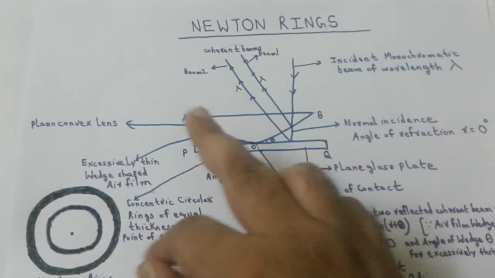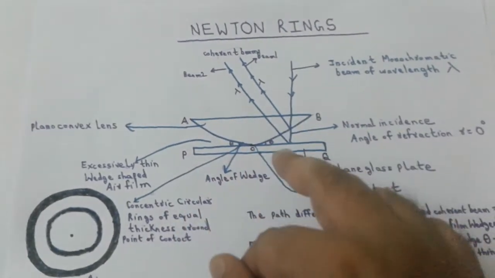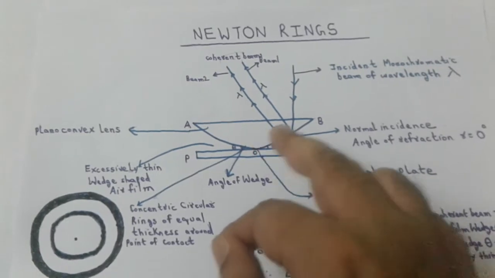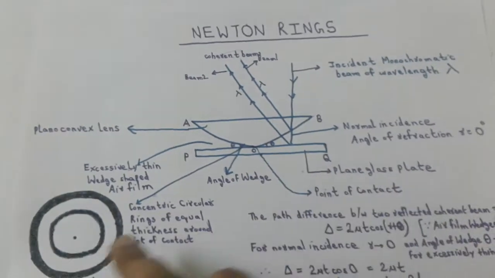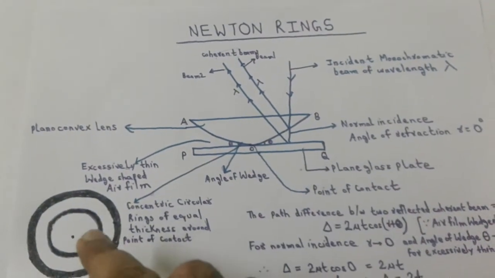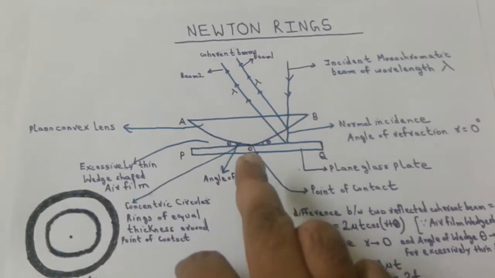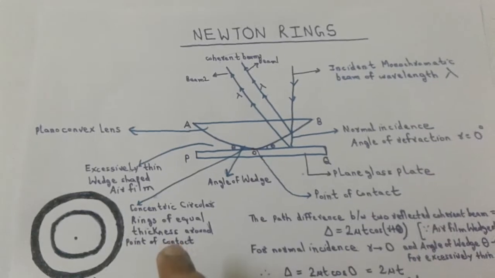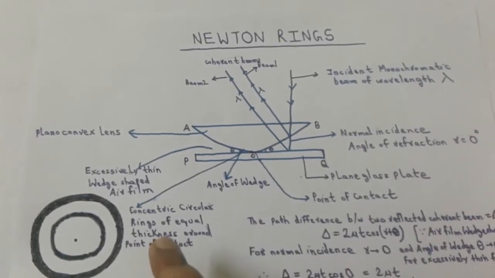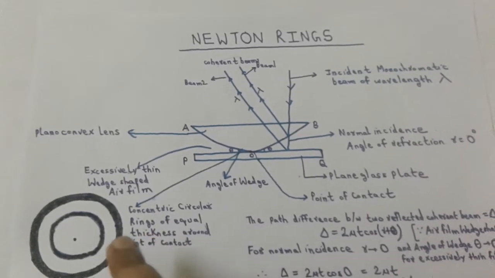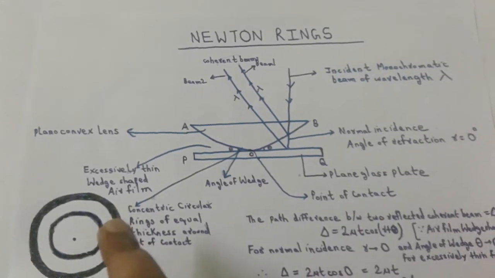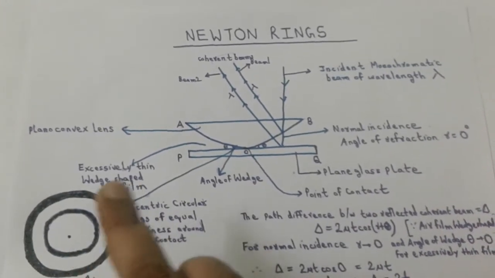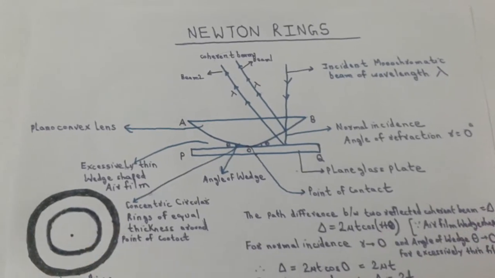Since we are using a plano-convex lens, we obtain concentric, circular, alternate dark and bright rings around the point of contact. These circular concentric rings of equal thickness, which is dark ring in this case, are called Newton rings.